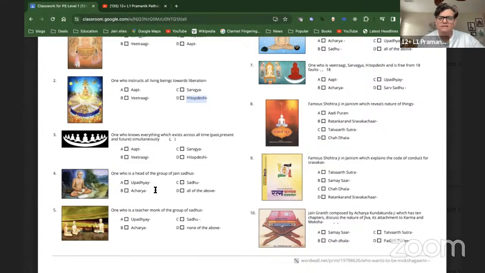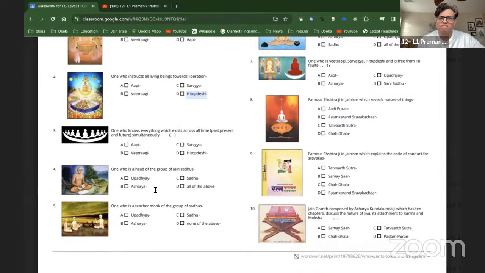Who heads the group of Jain sadhus? They are amongst the five Panch Parmeshthis, right? Actually, I'll give you a hint. They are the third Parmeshthis. So what is the name for the third Parmeshthi who are heading the Jain Sadhu Sangh? What's the word for them?